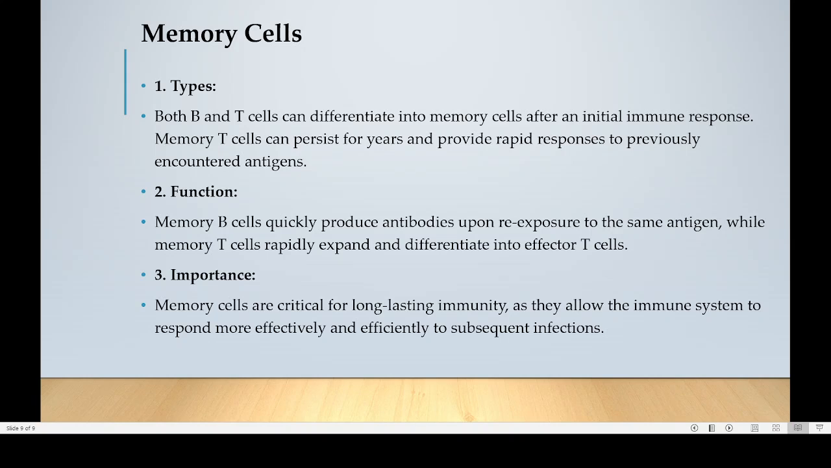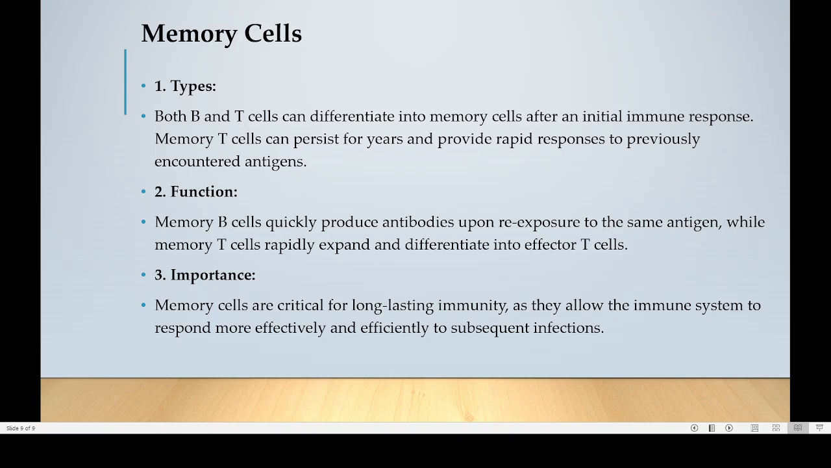From the term memory, remember it is immunological memory. Cells offering immunological memory, or memory of an infection, are known as memory cells. Both B cell and T cell can differentiate into memory cell after the initial immune response. Memory T cells can persist for years. For example, you have chicken pox. Even after 10 years or 20 years or 40 years or 50 years, your body still has the immunity against chicken pox once you have had that infection. So that kind of immunity is known as immunological memory.